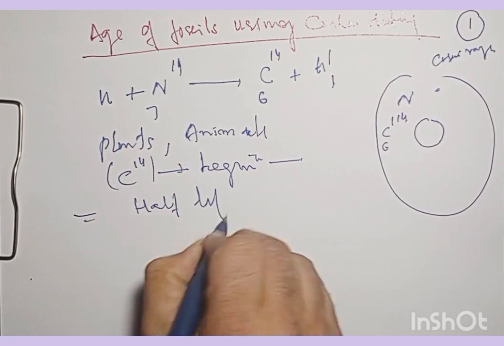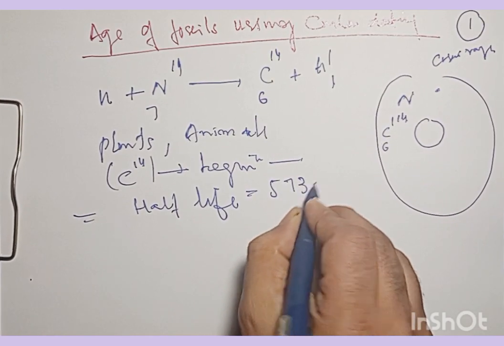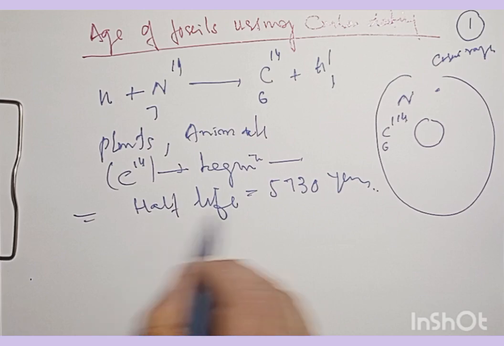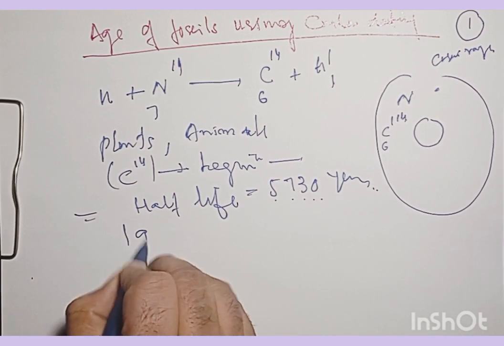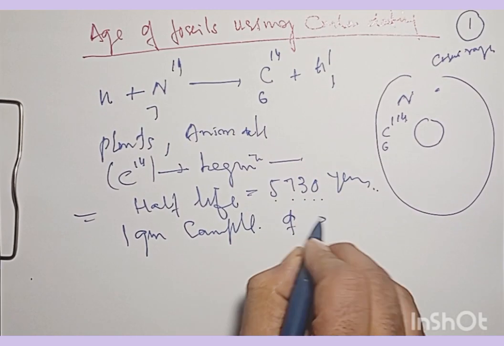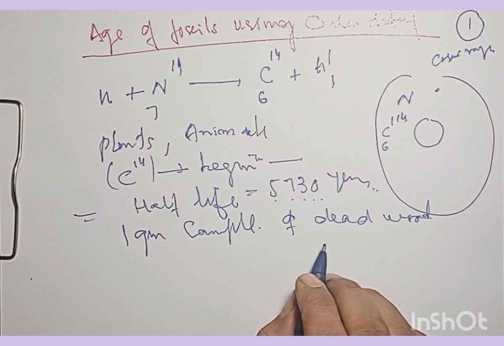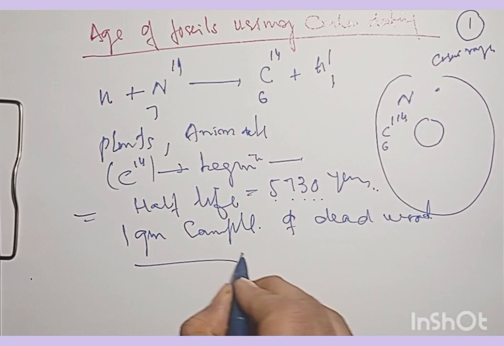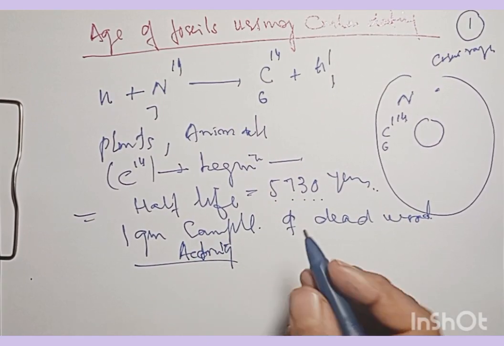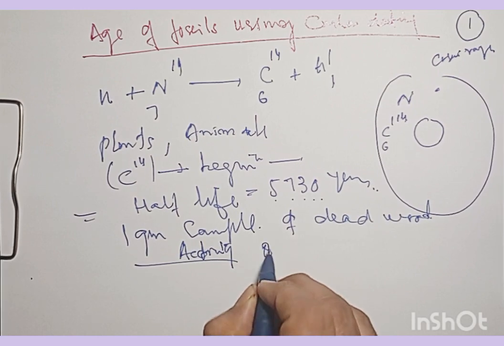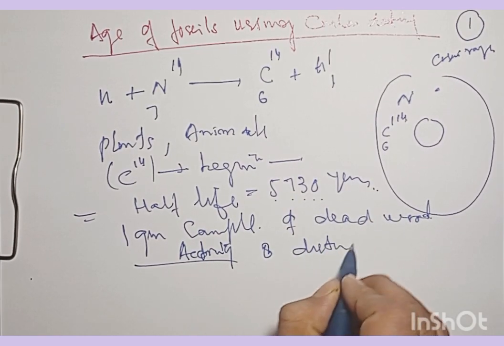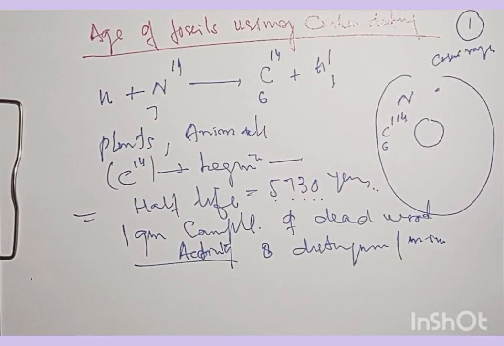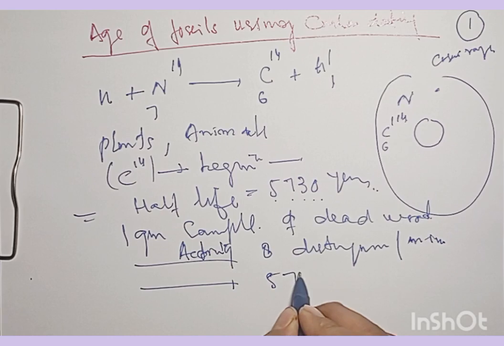It has a half-life of 5,730 years. Now, since the half-life of this C-14 is 5,730 years, if I take a 1 gram sample of dead wood or animal, showing an activity of 8 disintegrations per minute, what does that mean? If it shows an activity of 8 disintegrations per minute, then it defines the age as 5,730 years.